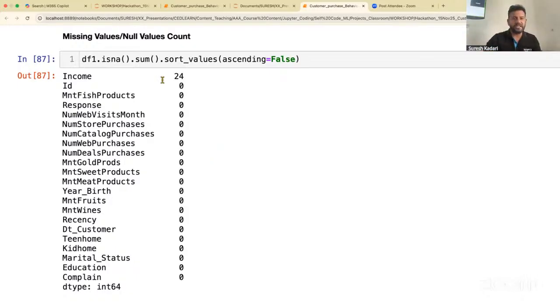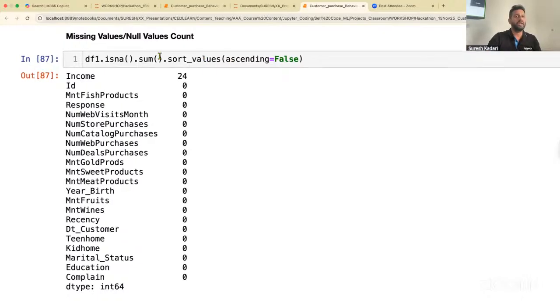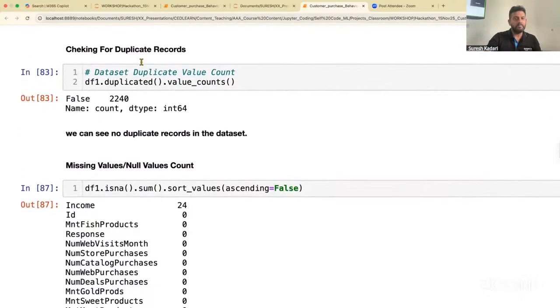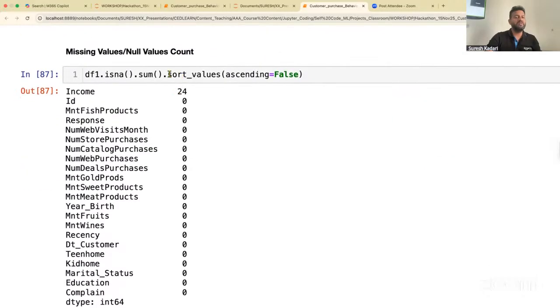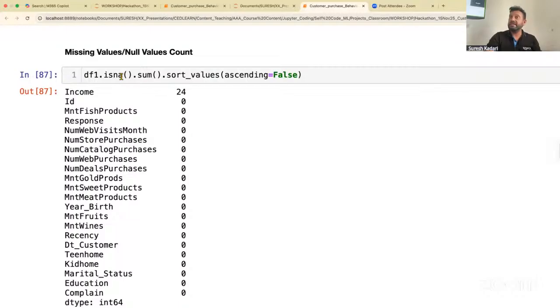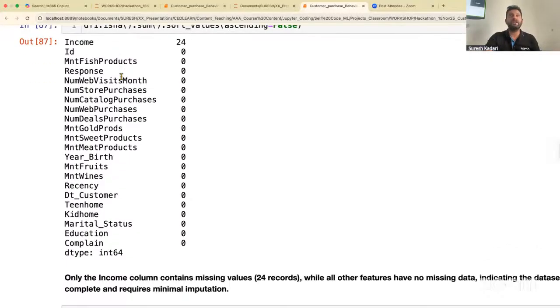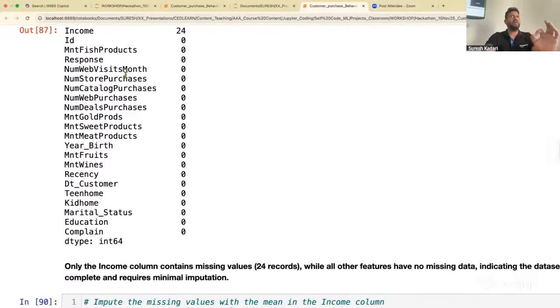So that is why we sort values with ascending false. Okay, missing values. First I need to handle null values. While handling null values, you have 3 methods. What are the 3 methods of handling null values?